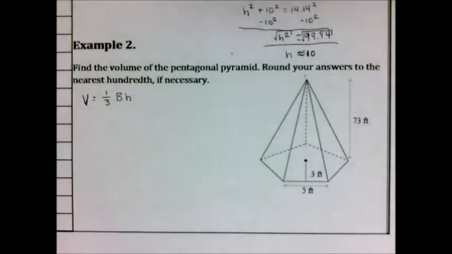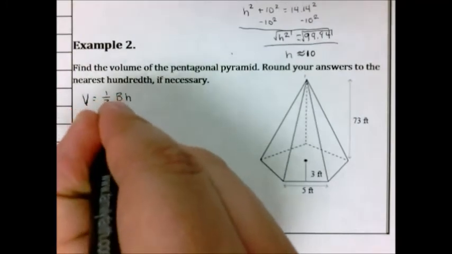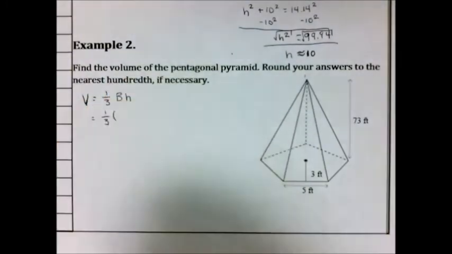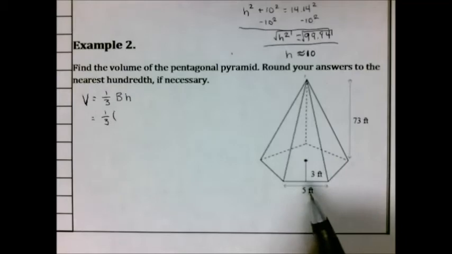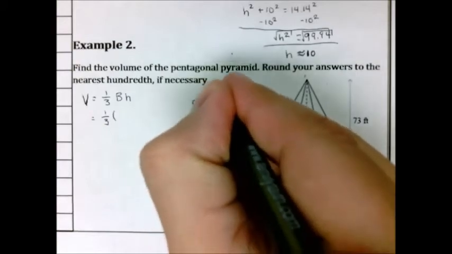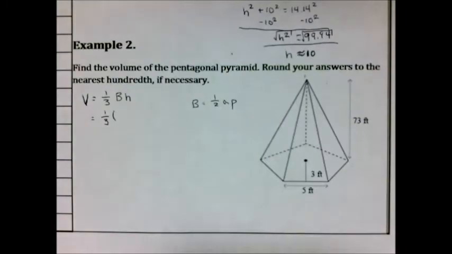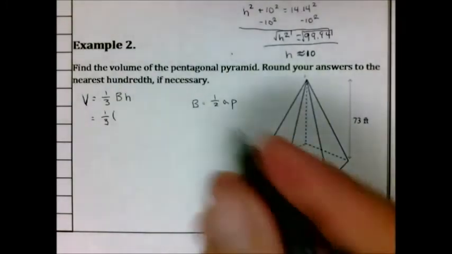So first we're going to need to find out what that area of the base is. And we have a pentagon. And so the area of a regular pentagon, which this is, is given by the formula 1/2 times AP, right? Where A is the apothem, P is the perimeter. So our apothem, this is given to us here.